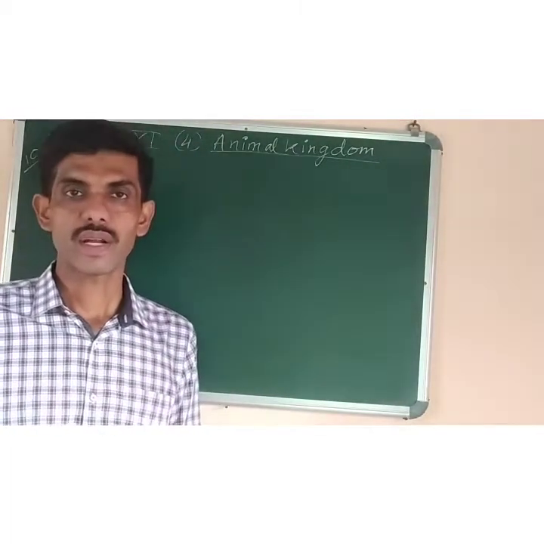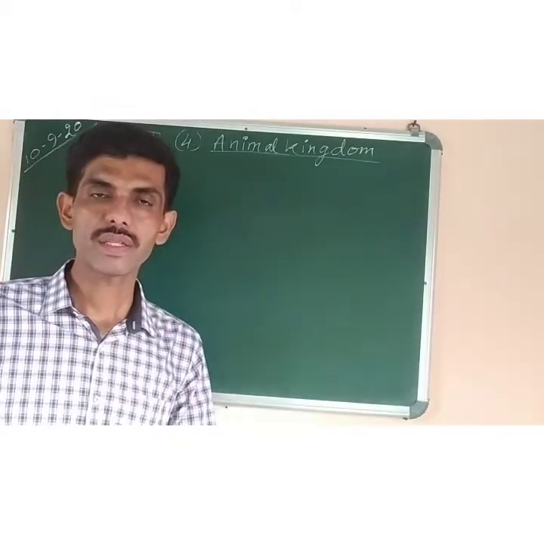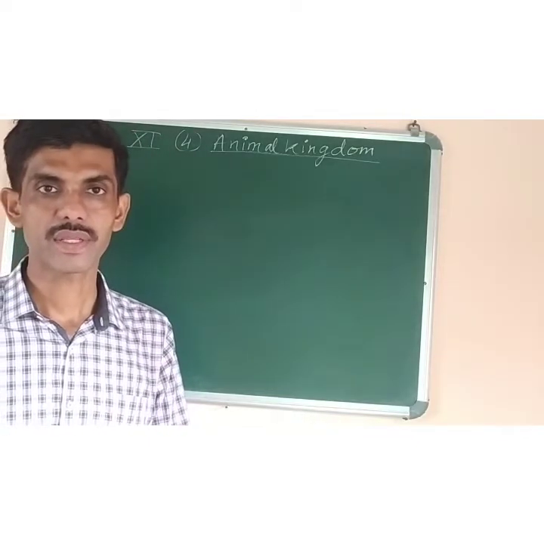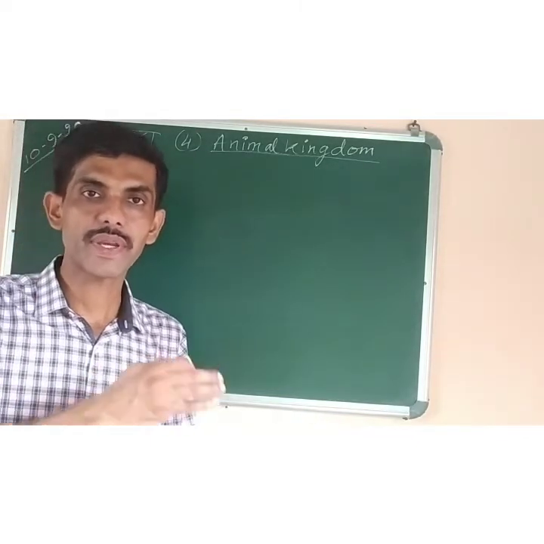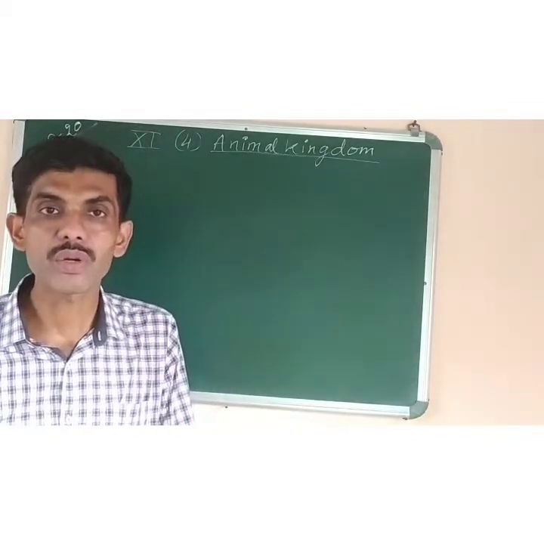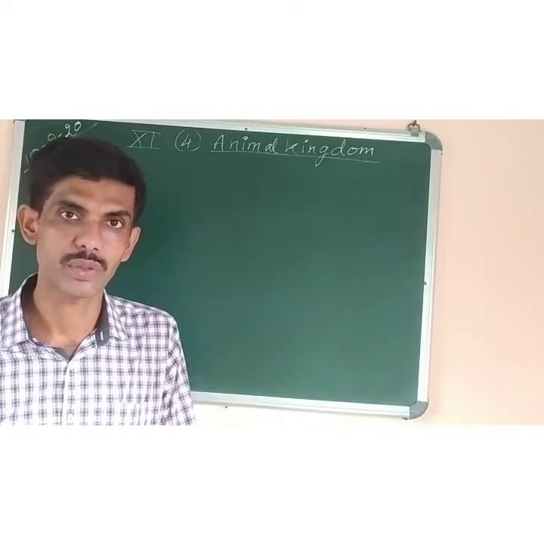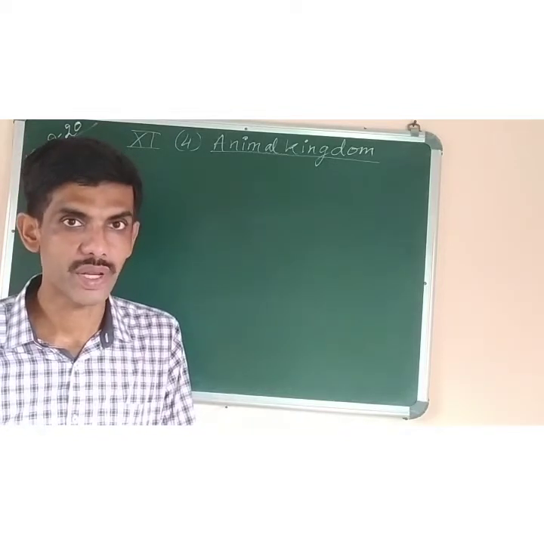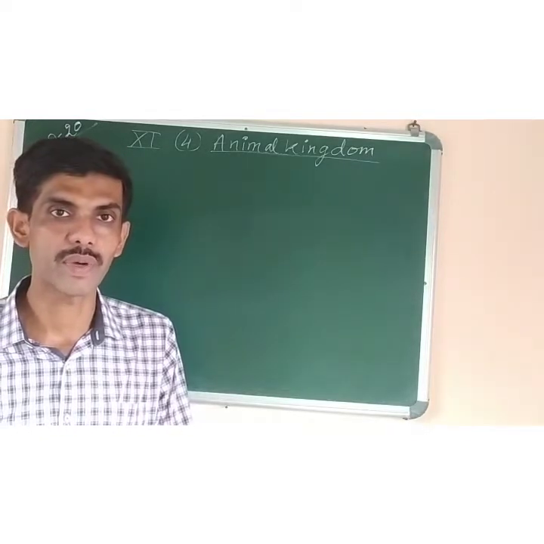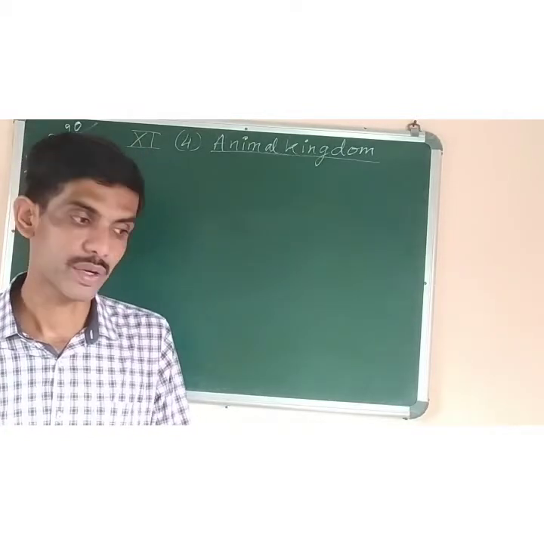Today we are going to start a new chapter, that is fourth, animal kingdom. In this chapter you are going to study about some of the characteristics of animals and their classification into different groups and categories according to their similarities and differences and the characteristics which they show. So first of all, we will start with some of the peculiar characteristics shown by the animals and accordingly which they are classified into different groups.